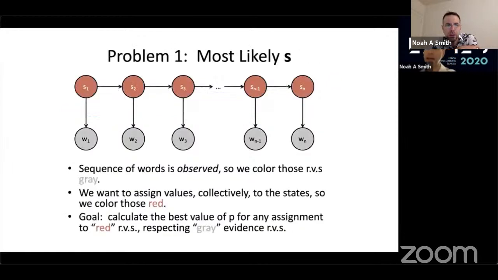Okay, so I like to augment the random variable graphical model notation with colors when I think about different kinds of questions that I might ask using the graphical model, in our case, the HMM. I'm going to use gray to denote variables that are observed, which in problem 1, finding the best path, corresponds to the observed evidence. In this case, it's all the words. And I've colored red the state sequence because what I want to do is collectively assign values to the states, maximizing the probability of the whole configuration. So the goal is to calculate the best value of the probability for any assignment of red variables respecting the gray random variables, which again we call the evidence.